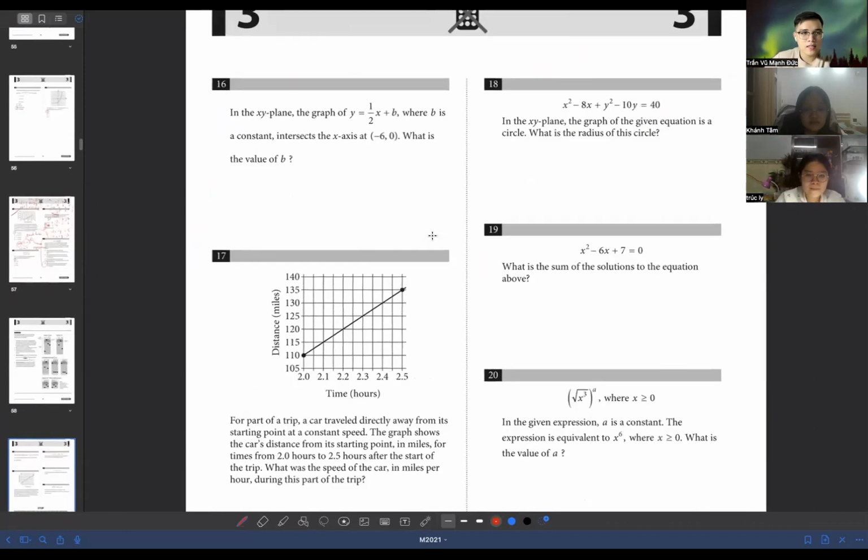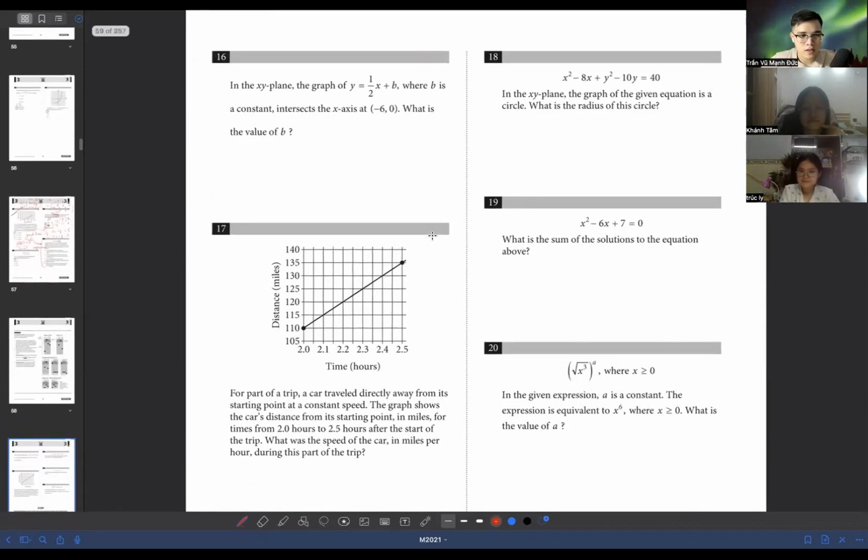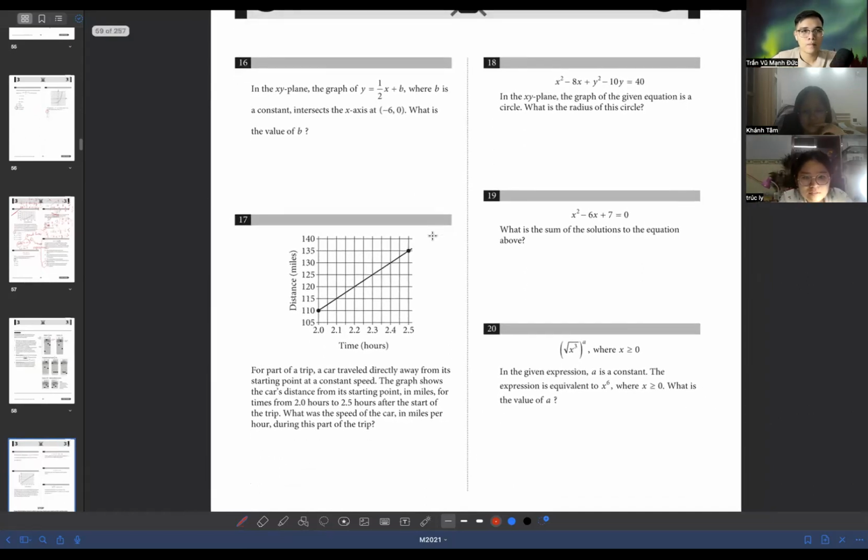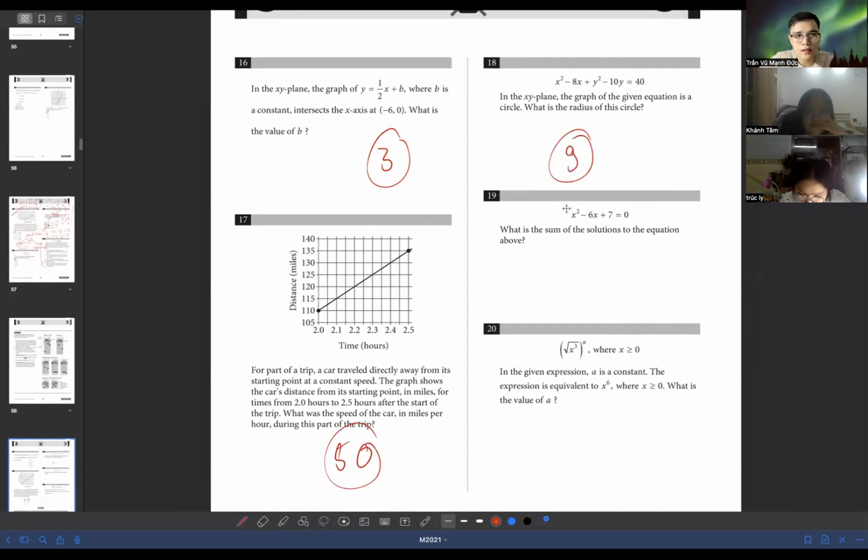Next up is 16 to 20. It's your turn, Lina. 16, 3. It's 3. 17 is 50. 18, 9. 19, 6. And 20, 24. All right. Let's check a bit, shall we? 3, 50, 9, 6, 4. Very good. Brilliant.